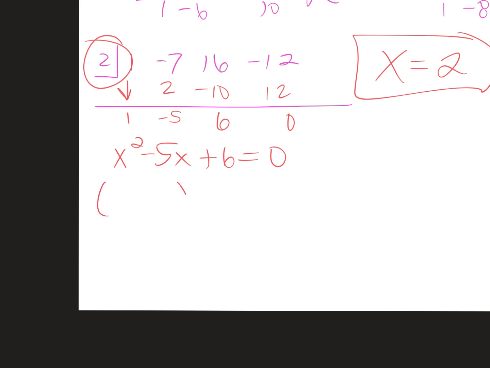So, ladies and gents, are there factors of 6 that multiply to give me a positive 6, but add to give me a negative 5? Negative 3, negative 2. Yes, x minus 3 and x minus 2.